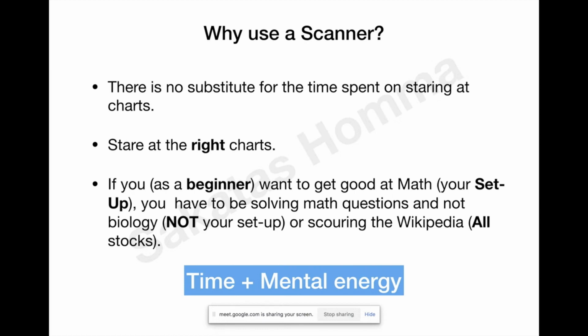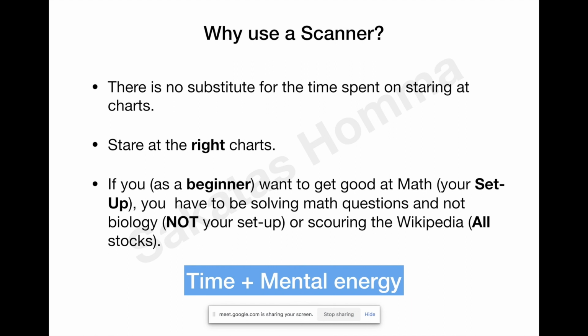Okay, so why do we need a scanner? There will be a lot of people who would say that a scanner is not worthy and all. But I think the baseline is that there is no substitute for the time spent, especially if you are a TA. I'm speaking from a technical analyst point of view and not from the fundamental analysis point of view. If you are a TA, I believe that there is no substitute for the amount of time you spend in front of the screen looking at charts.